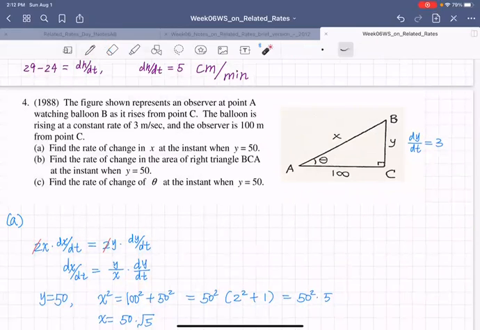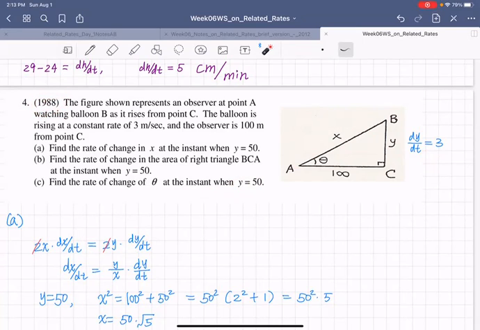The figure shown represents an observer at point A watching balloon B as it rises from point C. The balloon is rising at a constant rate of 3 meters per second and the observer is 100 meters from point C. A, find the rate of change in X at the instant when Y is 50. B, find the rate of change in the area of right triangle BCA at the instant when Y is 50. C, find the rate of change of theta at the instant when Y is 50. Wow, this is 1988.